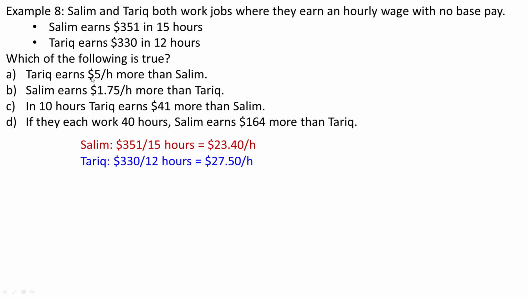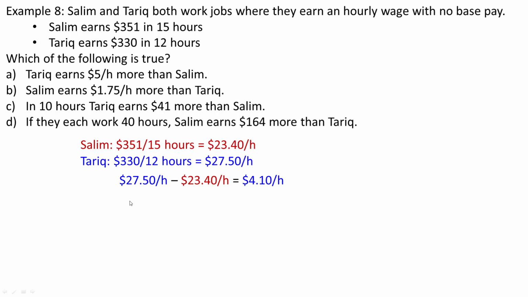Now, A says Tariq earns $5 an hour more than Salim. Well, he is getting more, but if we subtract them, he's only getting $4.10 an hour more. He's not getting $5 an hour more. So A is not true. B says Salim is earning $1.75 an hour more than Tariq. Well, that's not true. Salim's actually making less per hour. So B cannot be true.